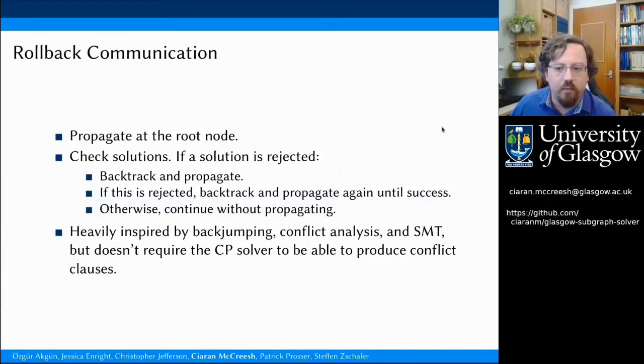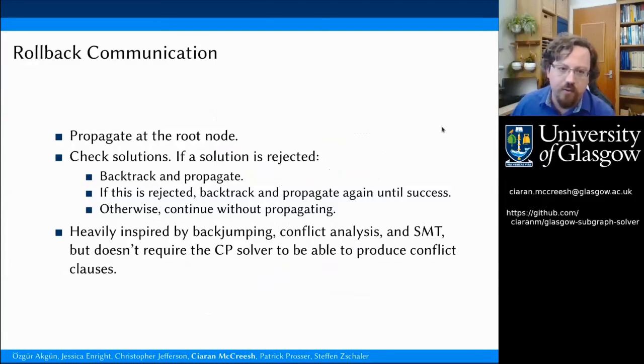So what is the rollback approach? Well, we propagate at the root node. This is probably always worth doing just because this might get you an awful lot of information very quickly. And then we don't talk to the CP solver again until we've found a solution. We ask the CP solver to check a candidate solution, and if it rejects it, we backtrack, and then we call the CP solver with full propagation enabled.